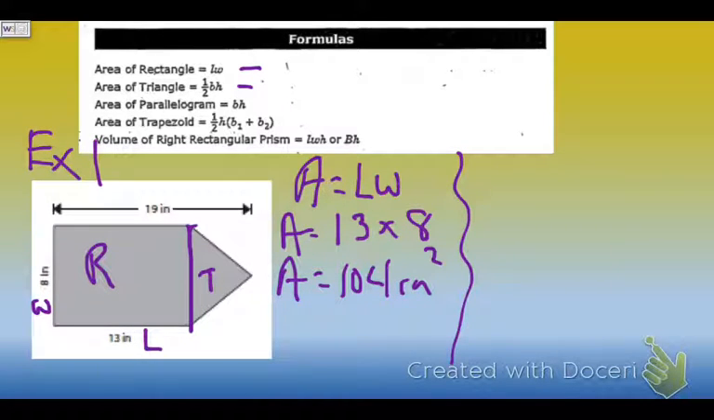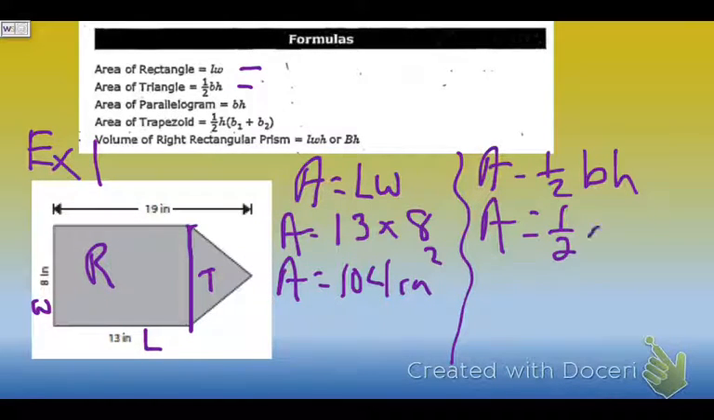Then I have the triangle to deal with. A equals 1/2 base times height. A equals 1/2 times my base. Now where's my base? Well, this side is 8 inches. This side is my base. That's also 8 inches. Times my height. Well, my height is right here.